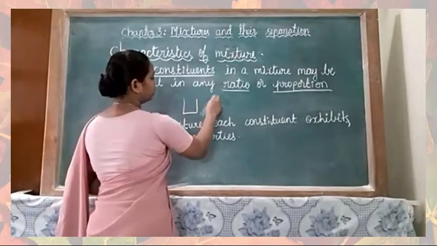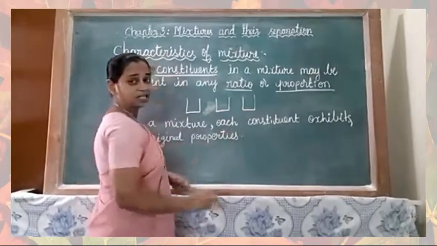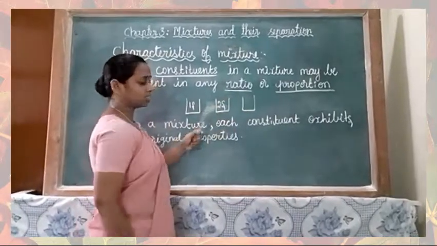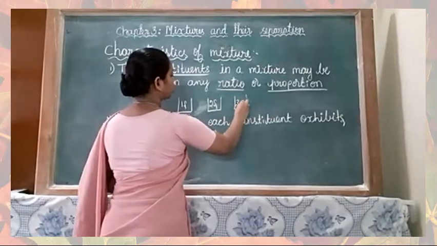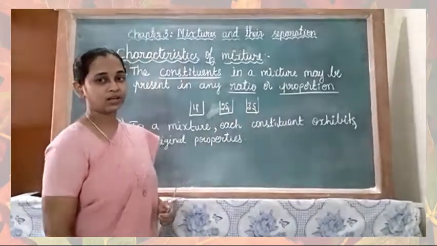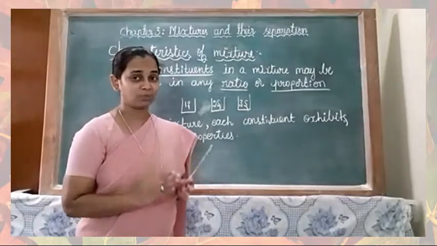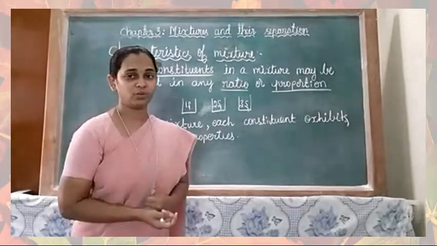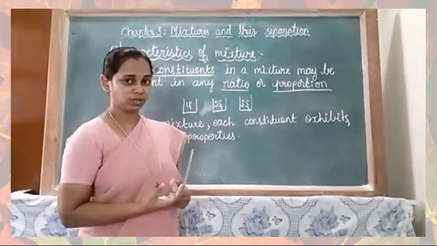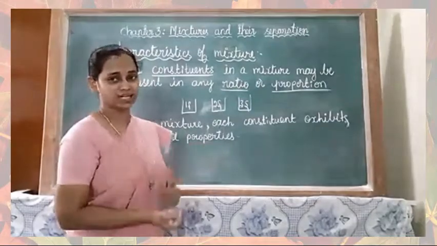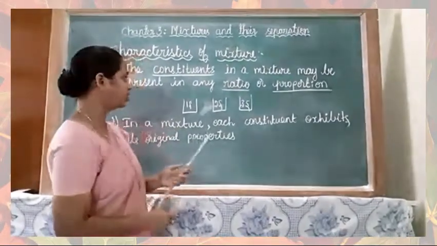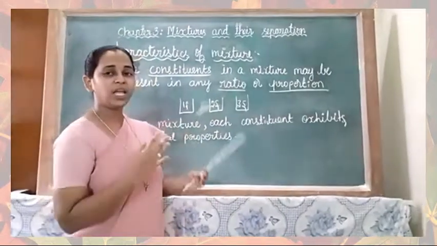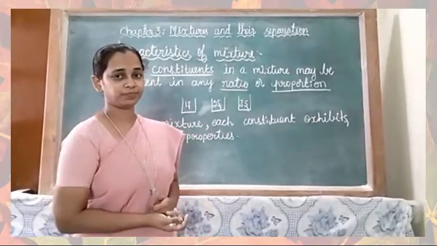Take 3 glasses of water. Add 1 spoon of salt in the first glass, 2 spoons of salt in the second glass, and 3 spoons of salt in the third glass. These 3 glasses are the sample of mixture. When you compare these 3 glasses of salty water, the amount of salt is not the same in each glass. It clearly shows that the constituents in a mixture may be present in any ratio or proportion.